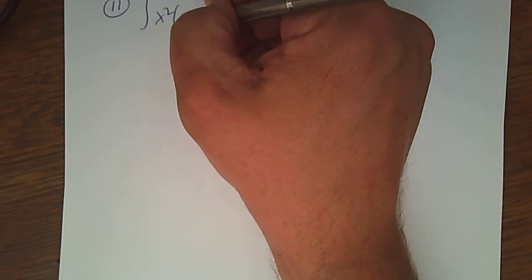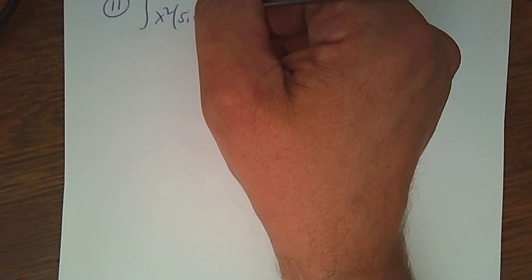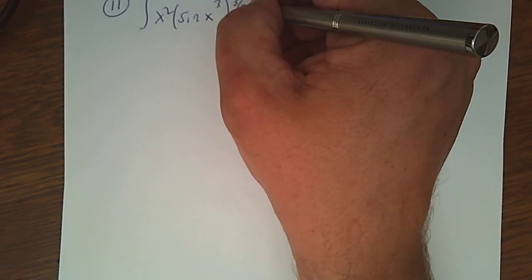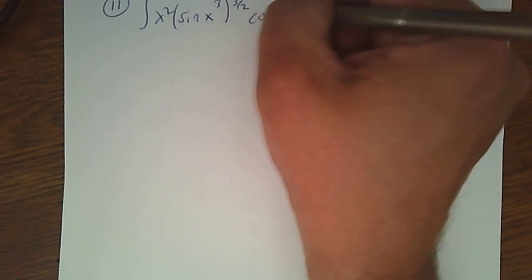How many questions over here? You know what? For the first one, well, no, I'm going to do the first page. So it's a 50. So far, it's only been 15 minutes with me, so that doesn't sound too bad. So integrate x squared sine x cubed to the 3/2, and then cosine x cubed.